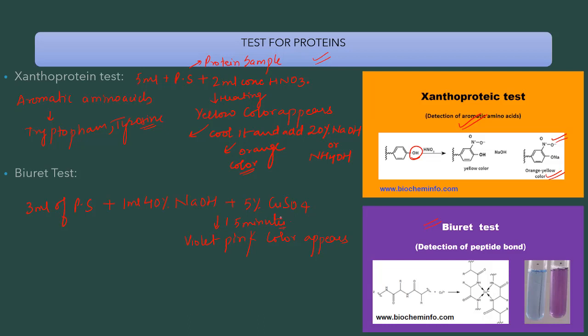The violet pink color gradually changes to blue and purple. You can see it in the test tube. So this biuret test is also for proteins. It helps to detect the peptide linkage. The violet colored complex is known as what? Biuret.